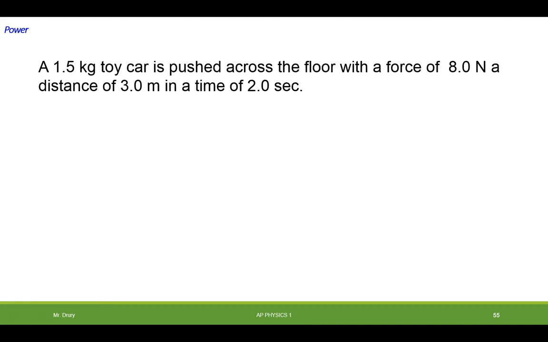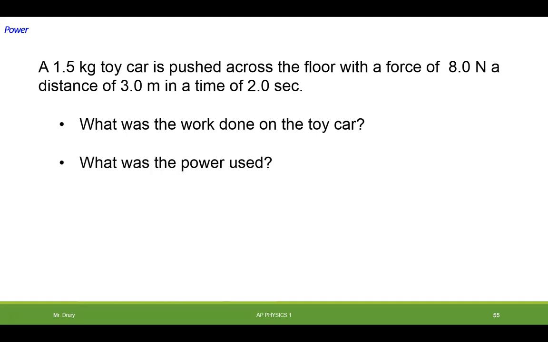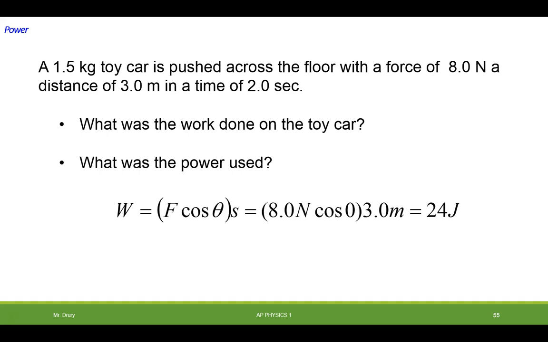You have a 1.5 kilogram toy. It's pushed across the floor with a force of 8 newtons, a distance of 3 meters, and a time of 2.0 seconds. And we're going to assume the toy was pushed in the same direction as it moved, not at any angle or anything. So what we want to know is what was the work done on the car and what was the power used. It's a pretty simple calculation.